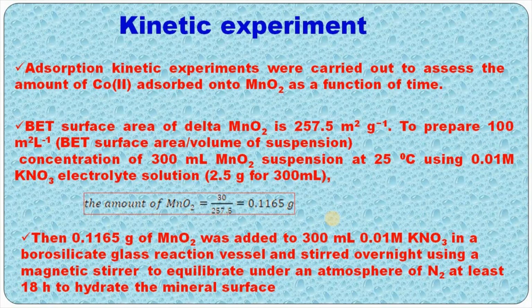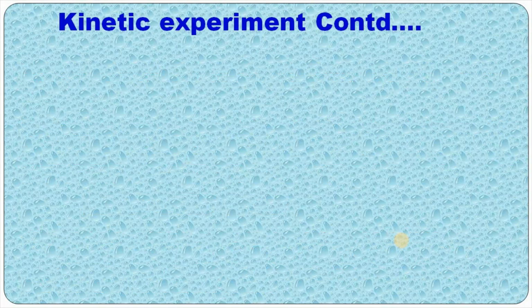Then 0.1165 gram of manganese dioxide was added to 300 milliliter of 0.01 molar potassium nitrate in a borosilicate glass vessel and stirred using a magnetic stirrer overnight to equilibrate, at least 18 hours, to hydrate the mineral surface.